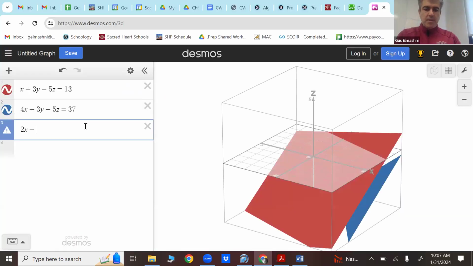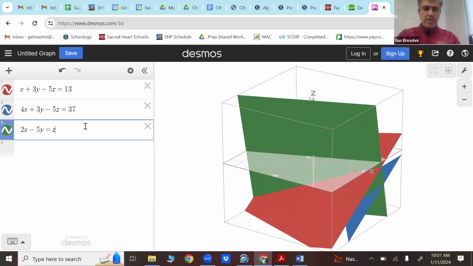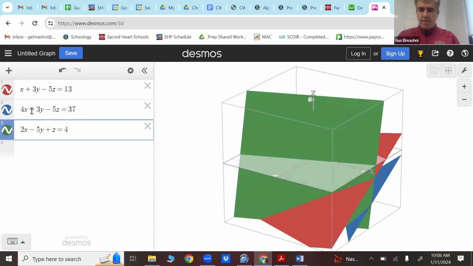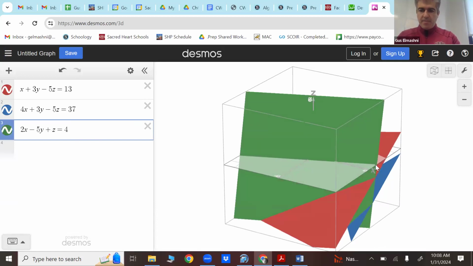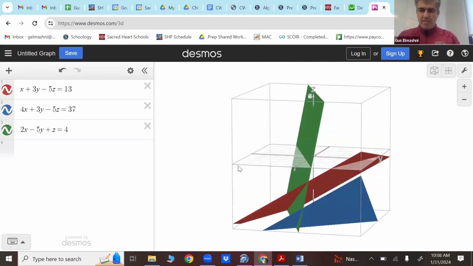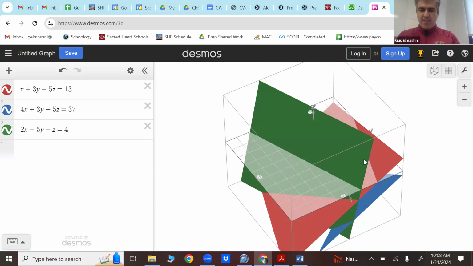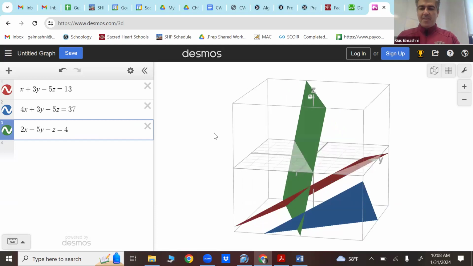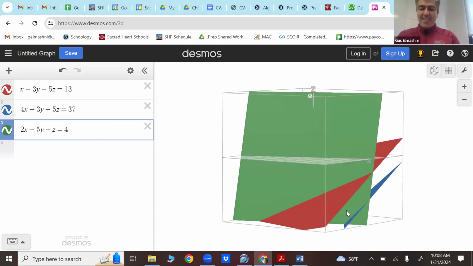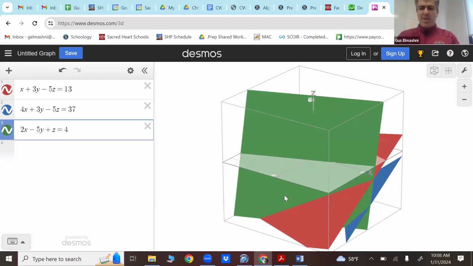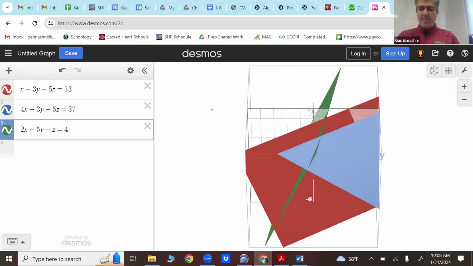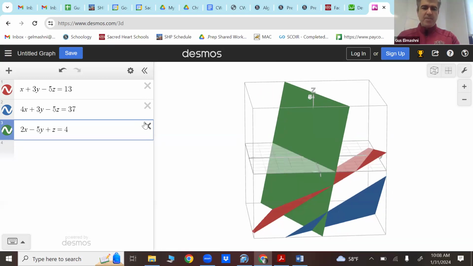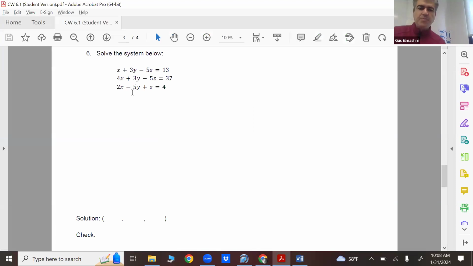2x minus 5y plus z equals 4. How are you supposed to solve it? Yeah, these don't touch. Do they touch? You're asking how we are supposed to solve it? I don't know, because I'm not too familiar with this tool here. I know how to solve by algebra, but they should be touching somewhere. Anyway, not sure that really helped us. Let's just work this out.